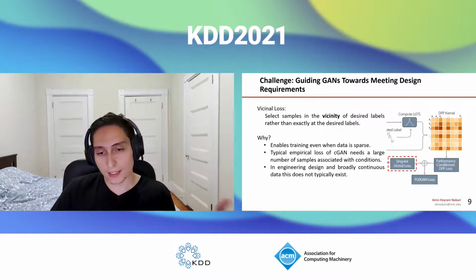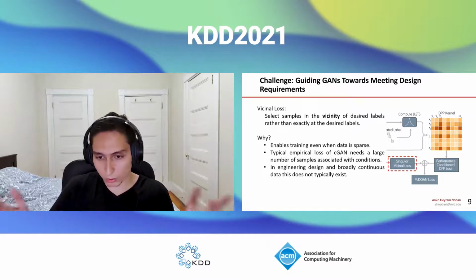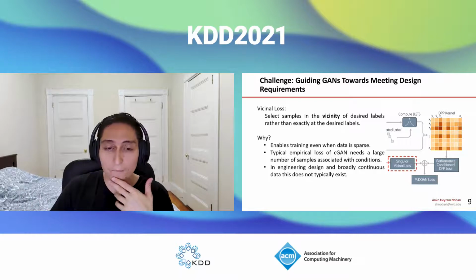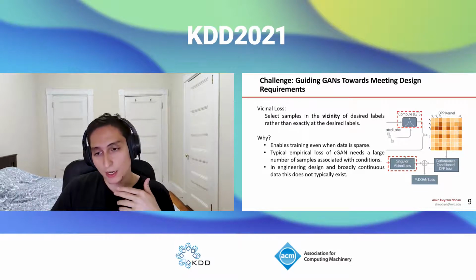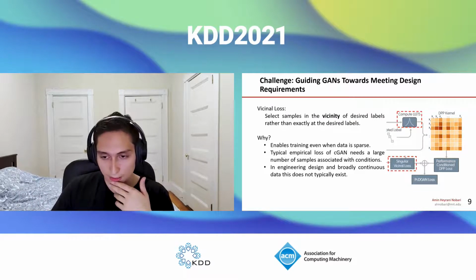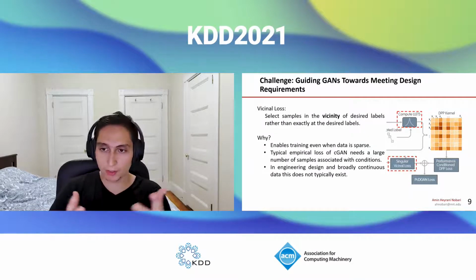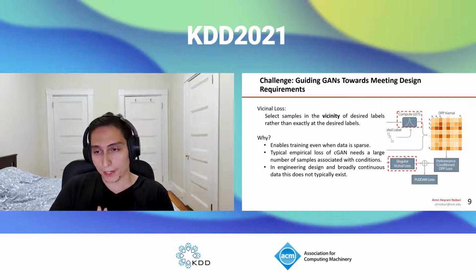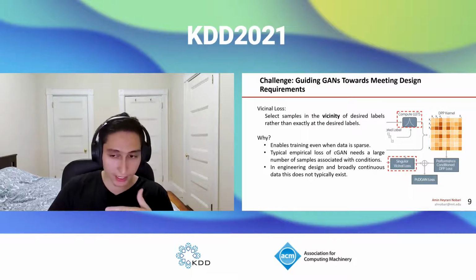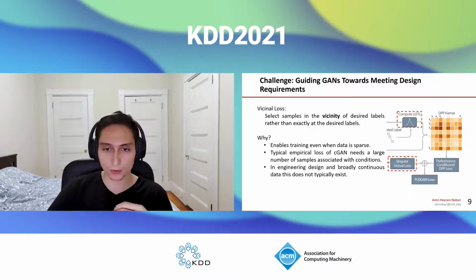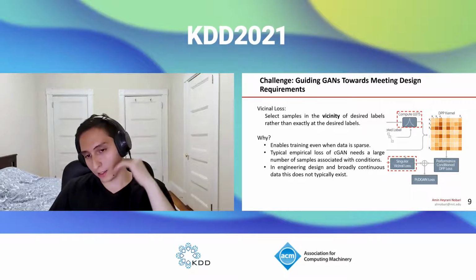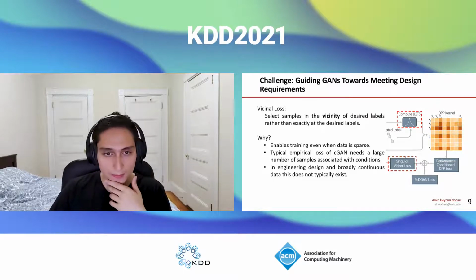And this is, again, a problem that broadly exists in engineering design data sets and also most continuous data as well. So by doing this, we're able to address the issues of cGAN. And then finally, we have the Lambert log exponential transition score, which we'll talk about later. This is something that we incorporate into improving conditioning beyond the vicinal loss.